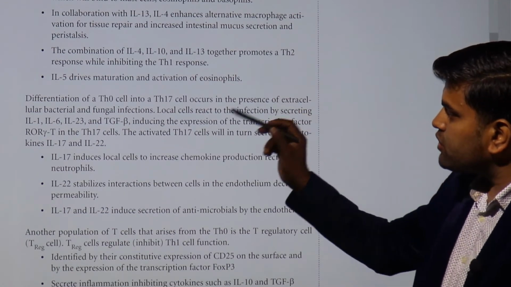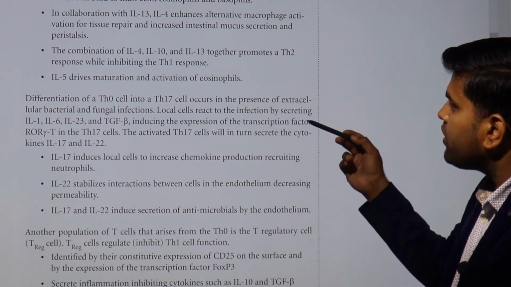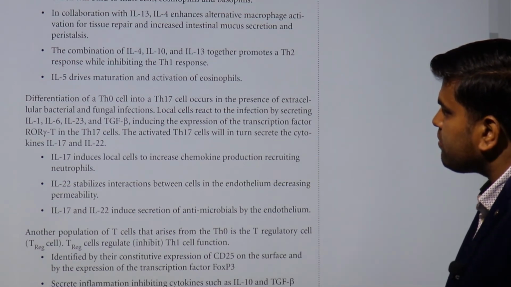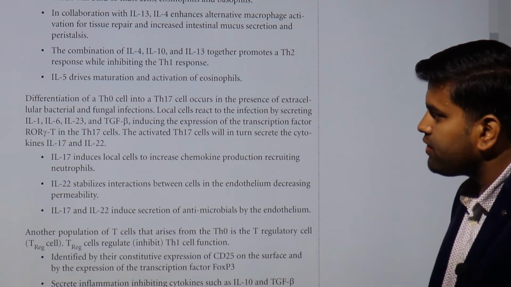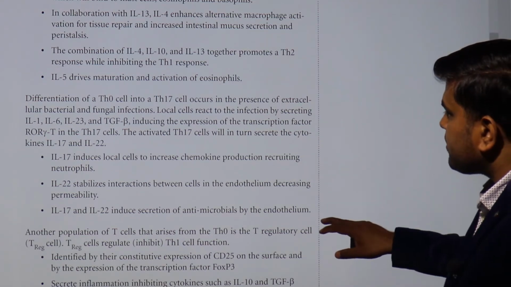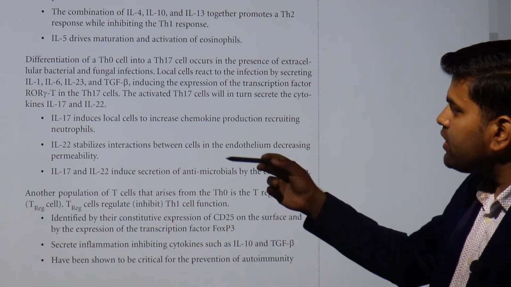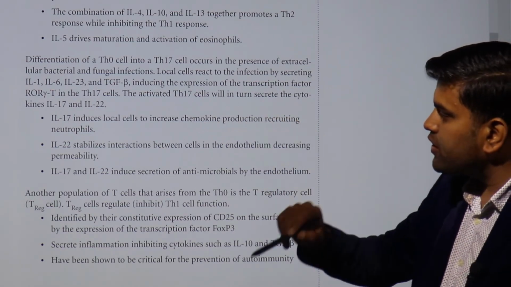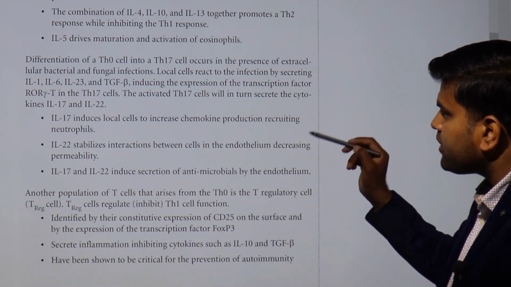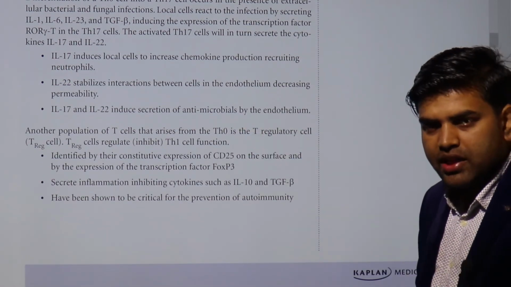The differentiation of Th0 into Th17 occurs in the presence of extracellular bacteria and fungal infection. Local cells react to infection by secreting interleukin 1, 6, 23, TGF beta, inducing the expression of the transcription factor, that is ROR-gamma-T in Th17 cell. This activated T cell in turn secretes cytokines like interleukin 17 and 22. 17 increases the chemokine production, recruiting the neutrophil. Interleukin 17 stabilizes the interaction between cell and endothelium, decreasing the permeability, and interleukin 17 and 22 induce the secretion of antimicrobials by the endothelium.